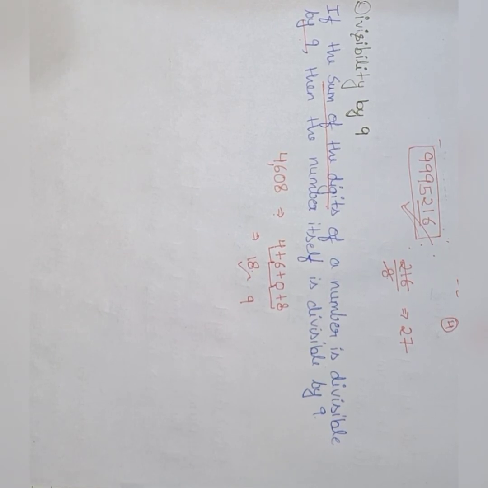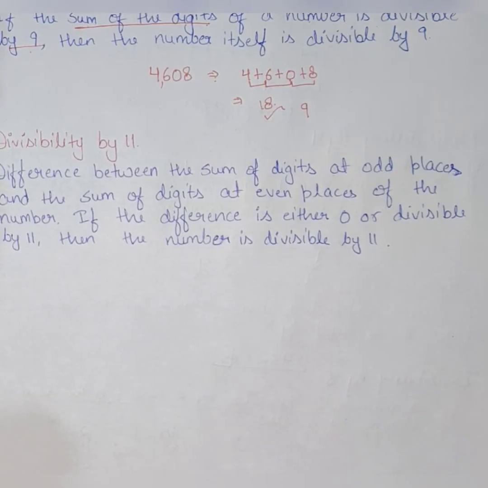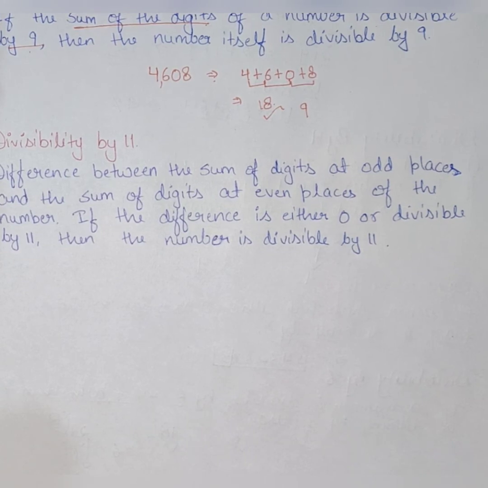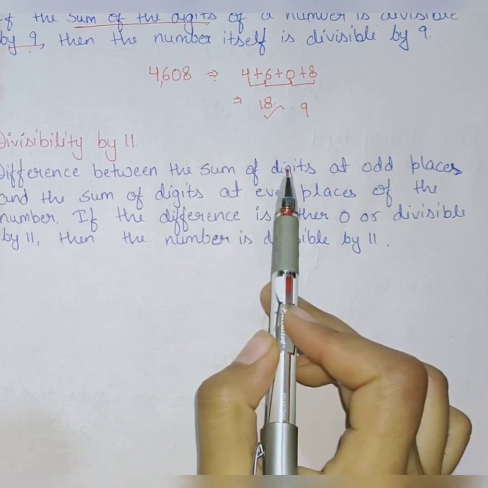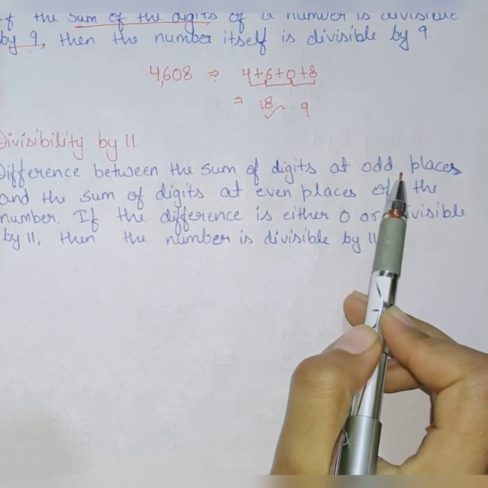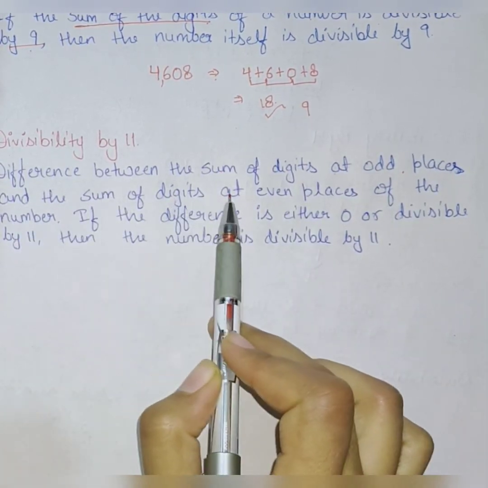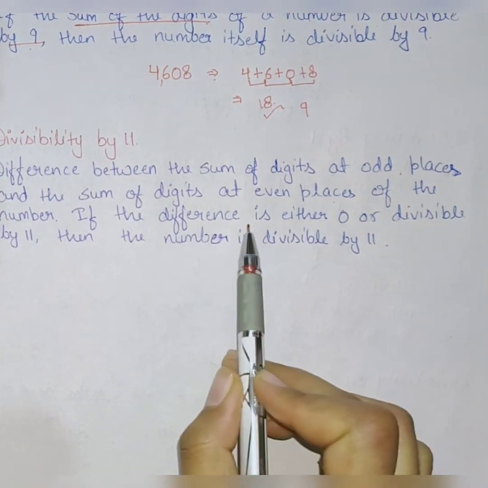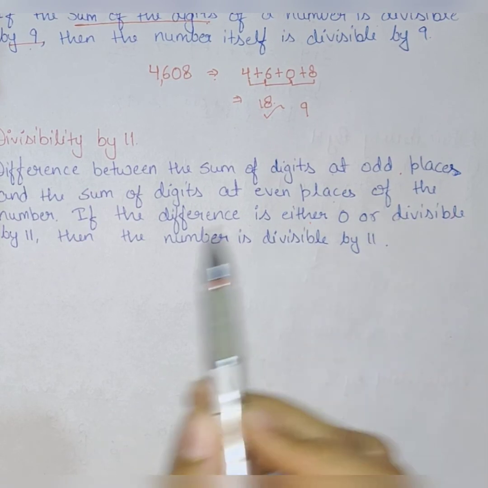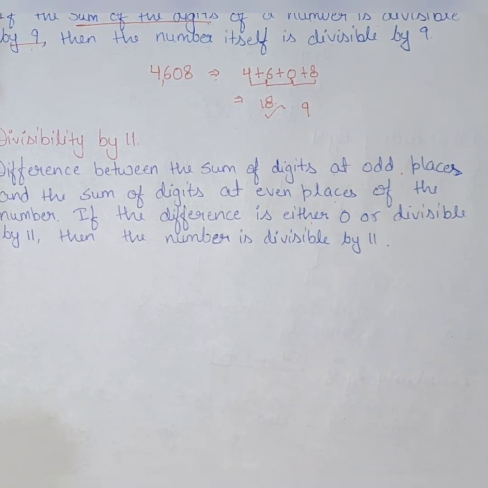Now let's come to the divisibility rule of 11. Divisibility by 11. Now the divisibility rule of 11 says that the difference between the sum of digits at odd places and the sum of digits at even places of the number, if the difference is either 0 or divisible by 11, then the number is divisible by 11. Let's take an example for this, then it will be clear to you.